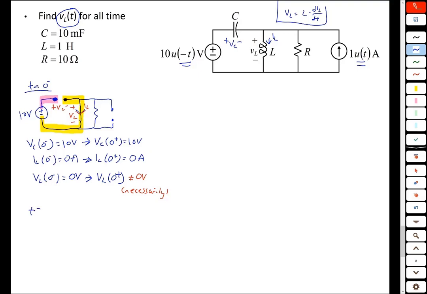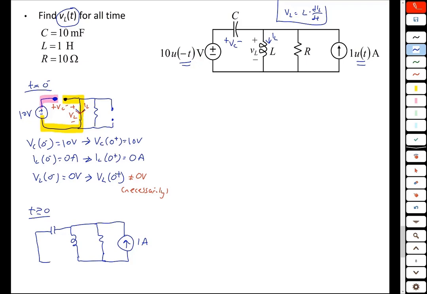So for t greater than or equal to 0, what do we have? Now the voltage source is off. We have our capacitor, we have our inductor, we have our resistor, and now the current source is present, and it is a 1 amp source for t greater than or equal to 0. And of course, what we're ultimately looking for is VL, and we have our other variables, IL and VC. We have a 10 ohm resistor, a 1 Henry inductor, and a 10 millifarad capacitor.